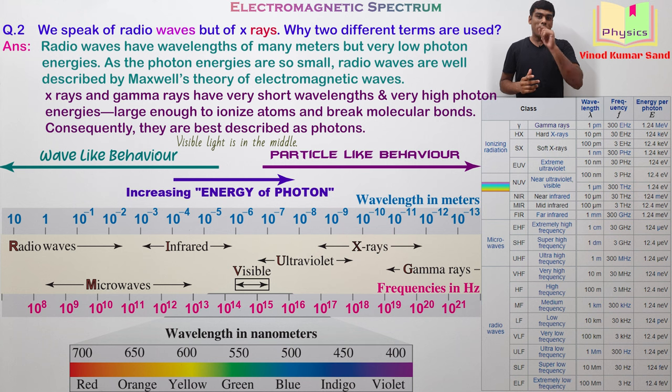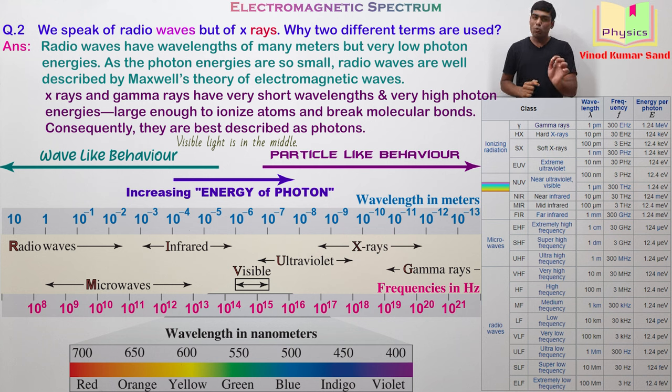Got it? There will be a video on the X-ray and we'll derive the energy of the X-ray photon. You'll find that video later on. So in the chapter X-ray, I'll be treating the X-ray as a photon. I'll neglect mostly its wave properties and I'll be treating it as a particle. Got it? So differentiation is pretty clear.